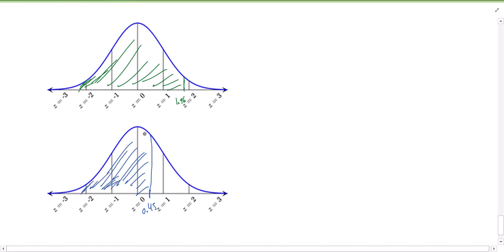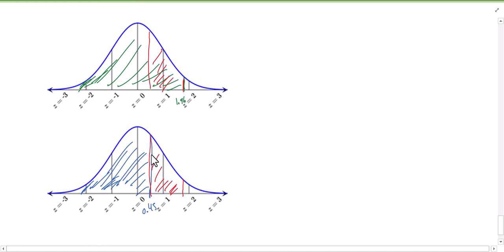Right now, the area that I want is the one in between 0.45 and 1.96. So this is what we're going to do. We're just going to extend those lines and say, okay, so how do I get just that area? So hopefully you see what I'm about to do here.